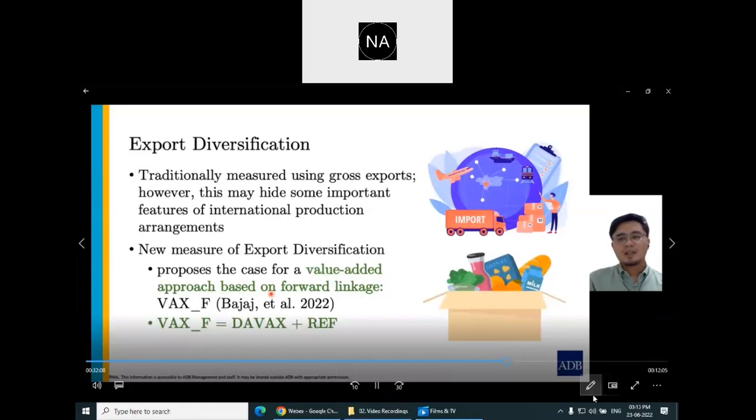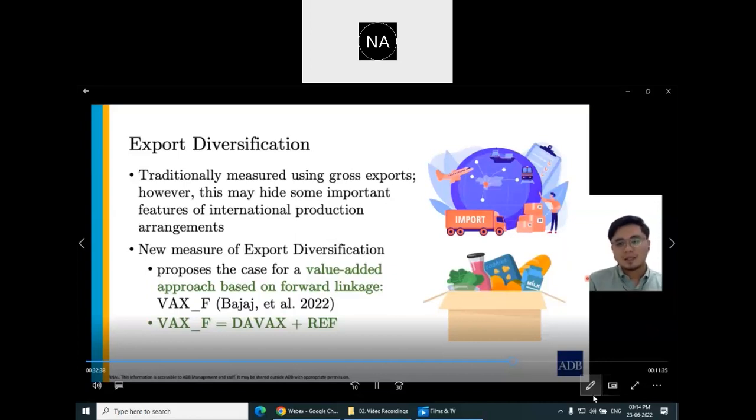Exports diversification is traditionally measured using gross exports. However, using gross exports may hide some important features of international production sharing arrangements. First, it may lead to double counting since gross exports still contain foreign value added. And secondly, the use of gross exports does not capture indirect value added by the supporting sectors.